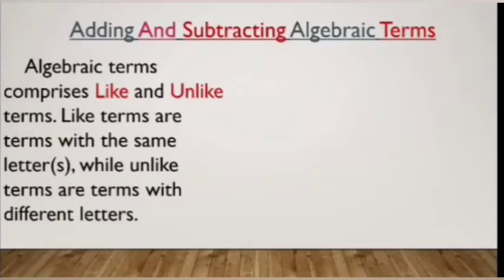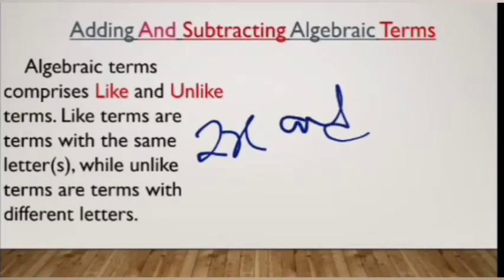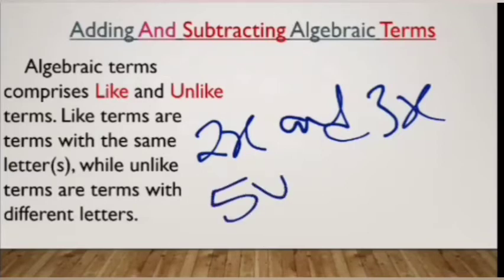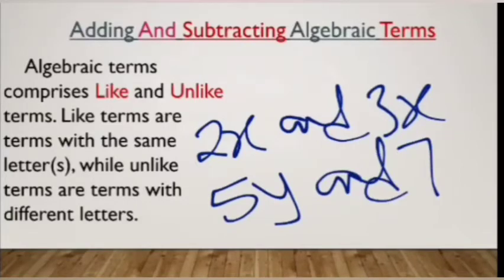For example, 2x and 3x are like terms because they have the same letter. 5y and 7c are unlike terms because they have different letters.